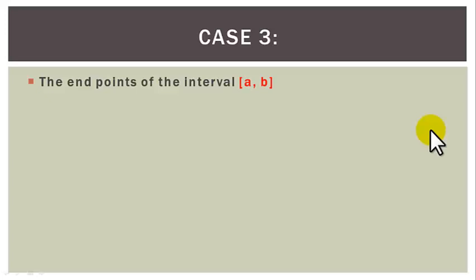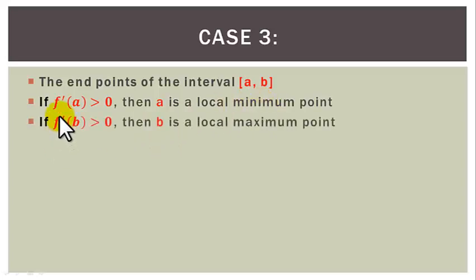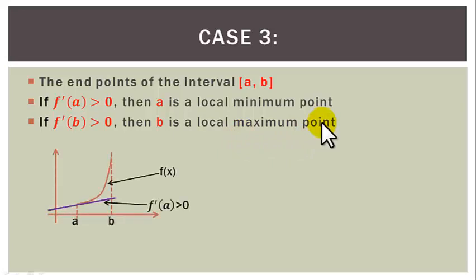Case 3. That is investigating the extremum at the endpoint of the interval. If the first derivative at the point A is greater than 0, then the point A is a local minimum point. If the first derivative at the point B is greater than 0, then the point B is a local maximum point. We illustrate this with these diagrams.